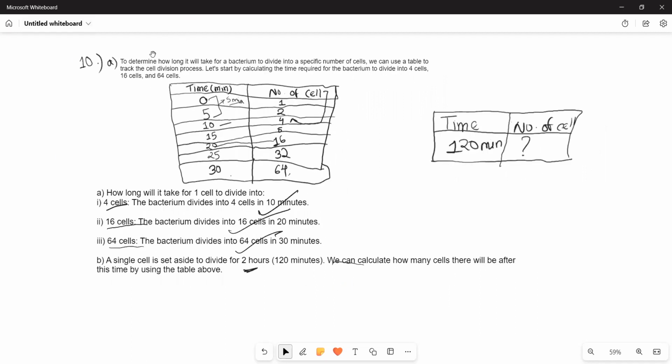Wait, my pen is not working properly. Okay, now I think it will work. Yes, it is working.